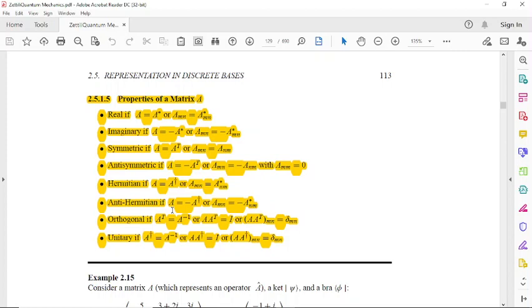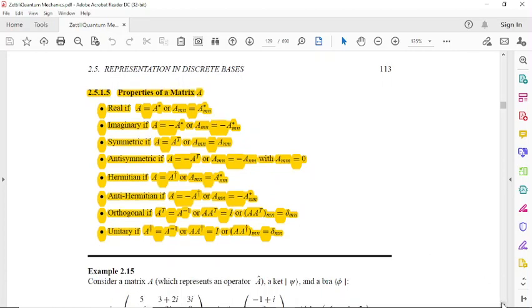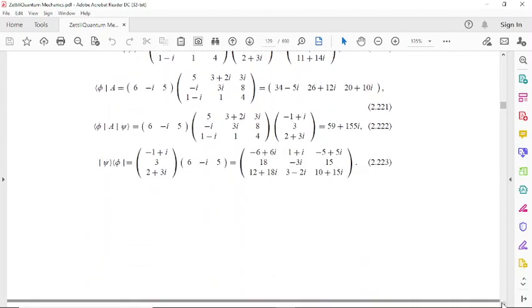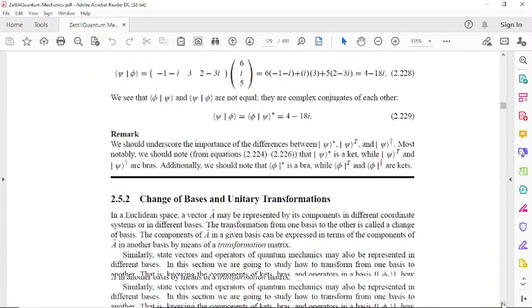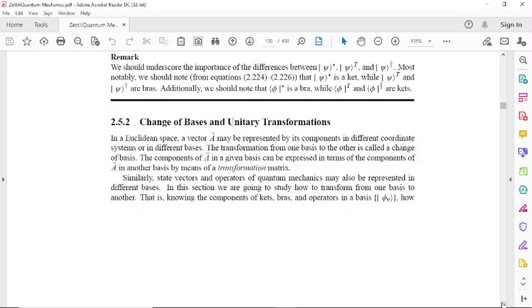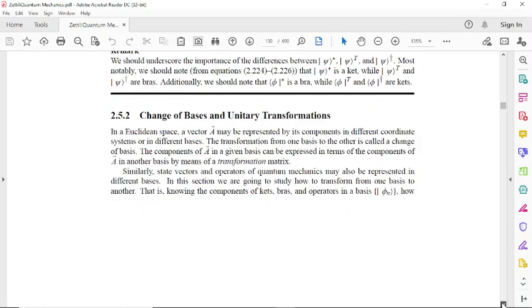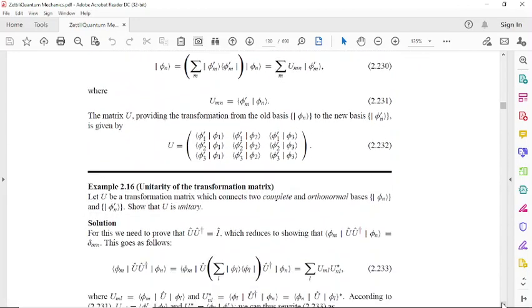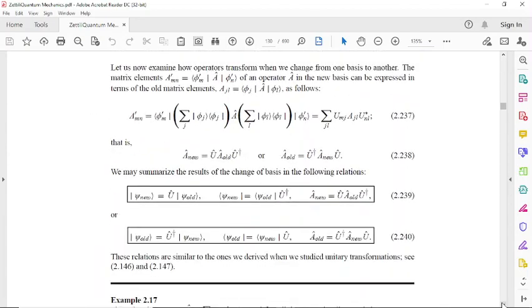Orthogonal if A transpose equal to A inverse, or A transpose A equal to I, or A transpose A mn equal to delta mn. Then unitary if A dagger equal to A inverse, or A dagger A equal to I, or A dagger A mn equal to delta mn. The properties and proofs we discuss just to understand that we can express a ket vector in terms of a column matrix, a bra vector as a row matrix, and an operator as a square matrix.